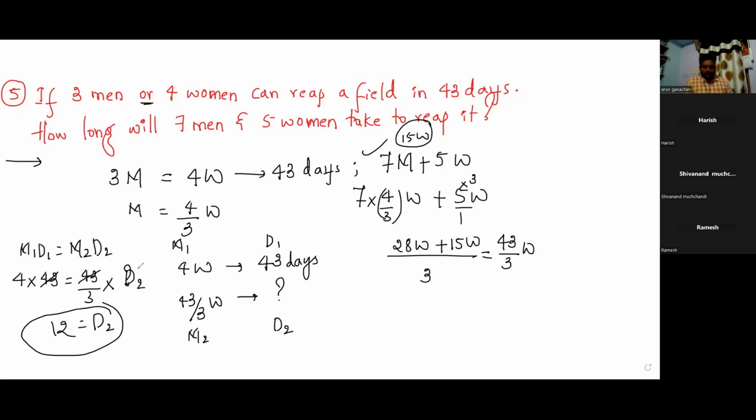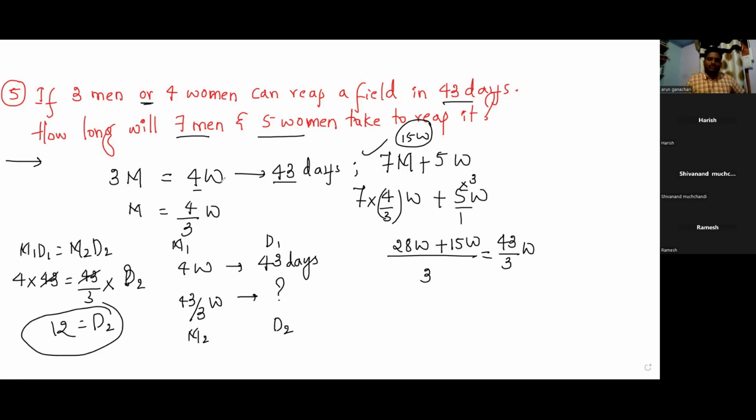And they have given 3 men or 4 women can reap a field in 43 days. So 3 men is equal to 4 women, and they are doing it in how many days? 43 days. And they are asking 7 men and 5 women can do it in how many days?